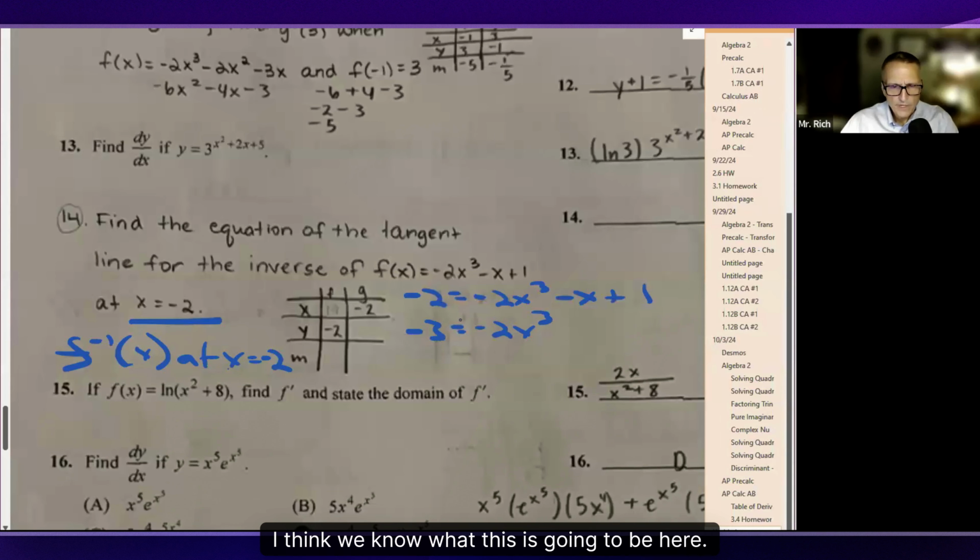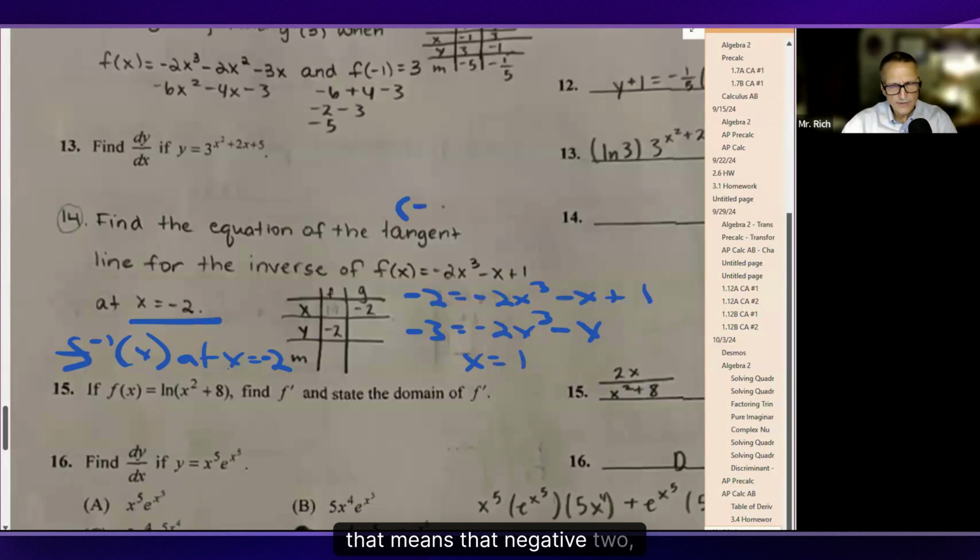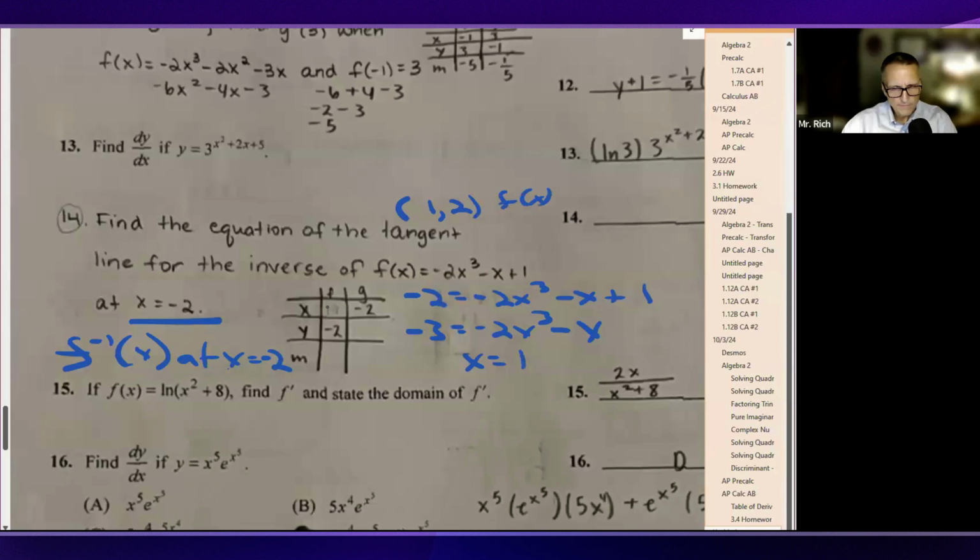I think we know what this is going to be here. So -3, -2x cubed minus x. So what number would I plug in there? That's x equals 1, right? If x is a 1, I get -2 minus 1, -3. So that's 1. So that means then that 1, -2 is a point on f of x. Alexandria had a little table here, which means that would be a 1. So 1, -2, -2, 1 on g.